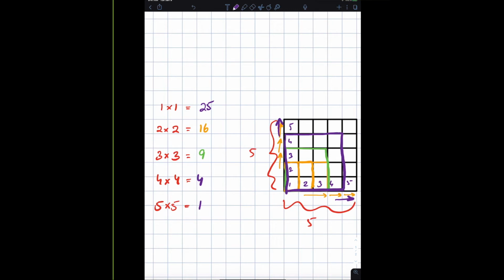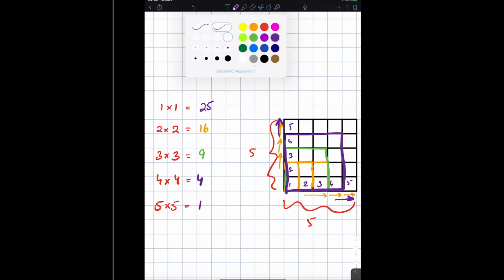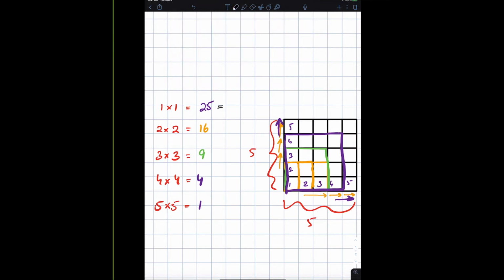Now, if you look at this right now, there's actually a pretty nice pattern that you should see. That nice pattern is as follows. 25 is the same thing as 5 squared, 16 is the same thing as 4 squared, 9 is the same thing as 3 squared, and 4 is the same thing as 2 squared, and then finally I have 1 squared.